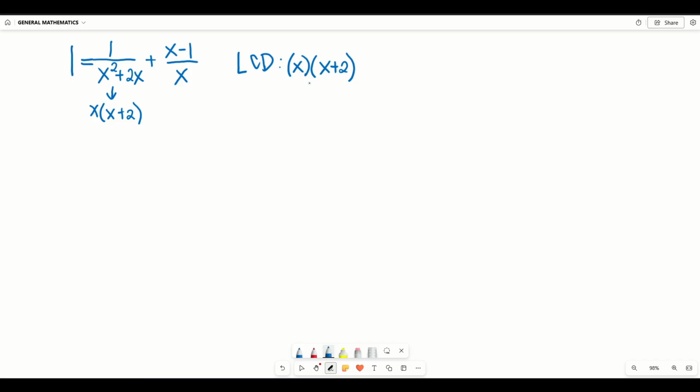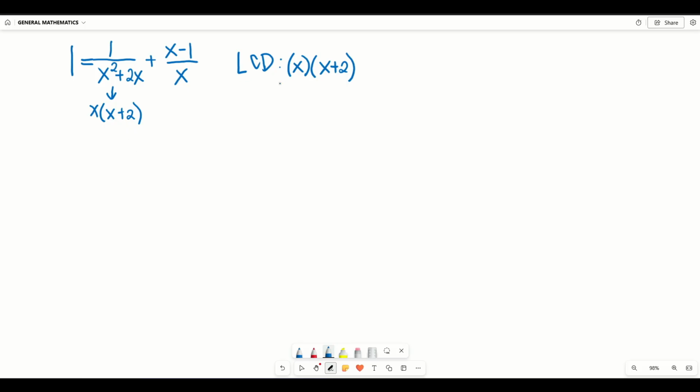So, kung mapapansin ninyo, if we did not factor out si x squared plus 2x, if we were not able to identify na may common factor pa pala sila, mauulit mong maisulat si x. Though, wala namang magiging problem doon, it's just that mas lalaki yung isolve mo or hindi yung pinakasimpleng transformed equation yung makukuha mo. Alright, so let's try to solve this.